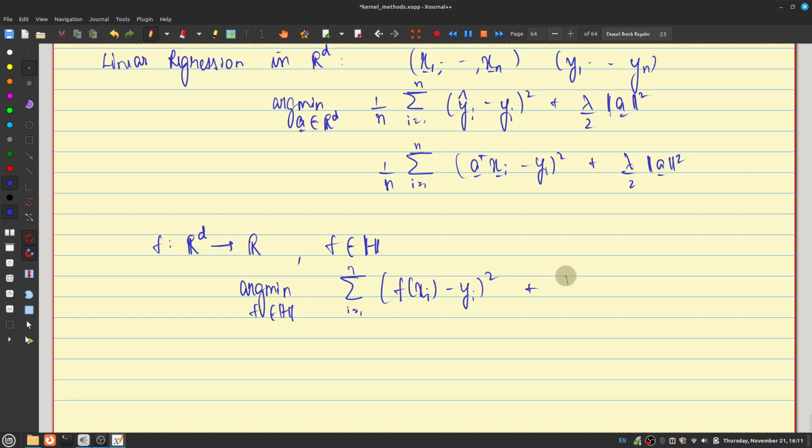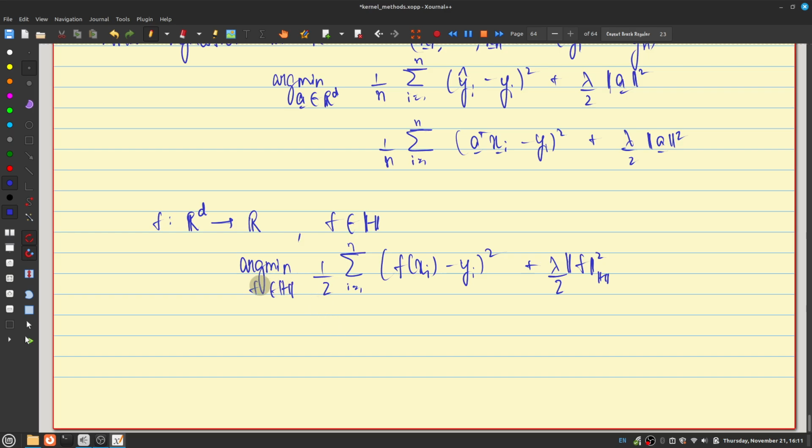The whole square plus, right. I'll tweak the objective function a little bit. Instead of having this 1 by n, I'll just replace it with a half. It's just a rescaling, and it doesn't really change anything, because I can always choose this lambda appropriately based on n. Right, so this is the non-linear regression problem that we're trying to solve.